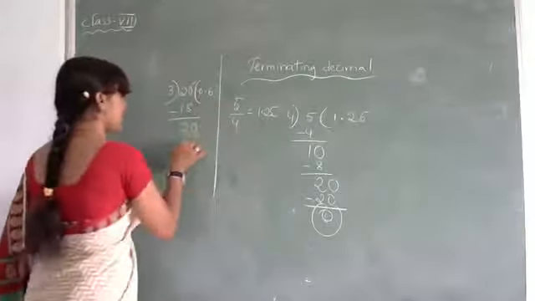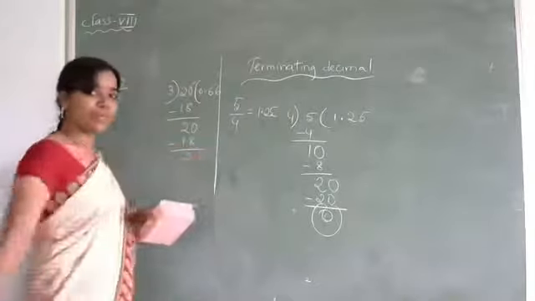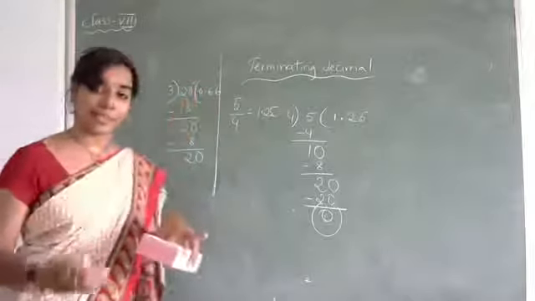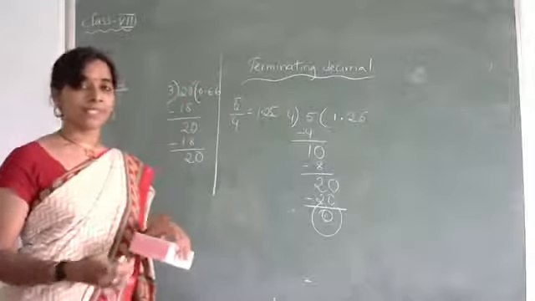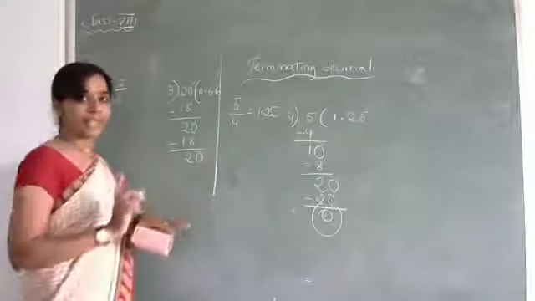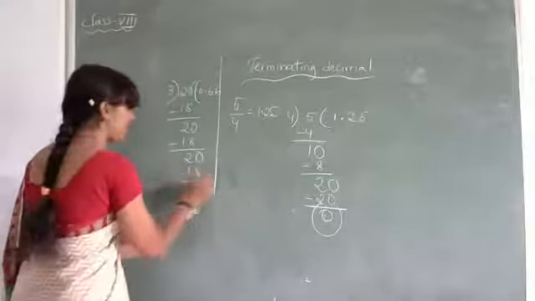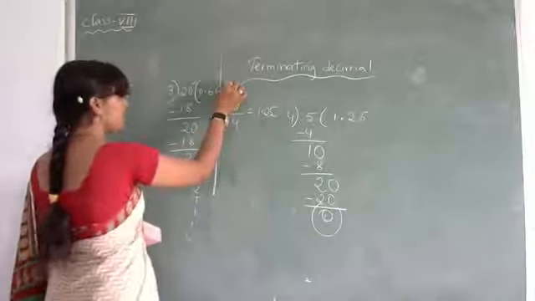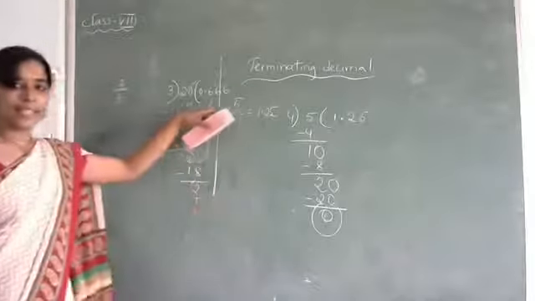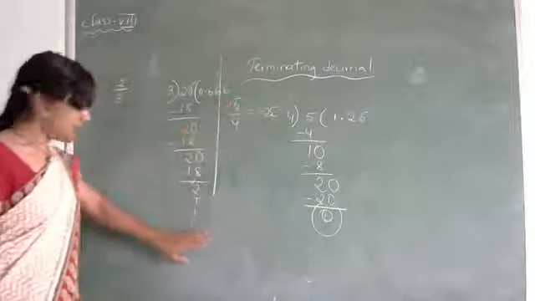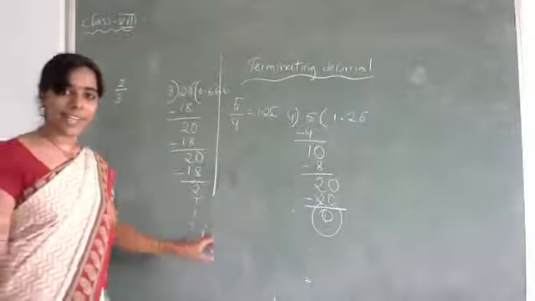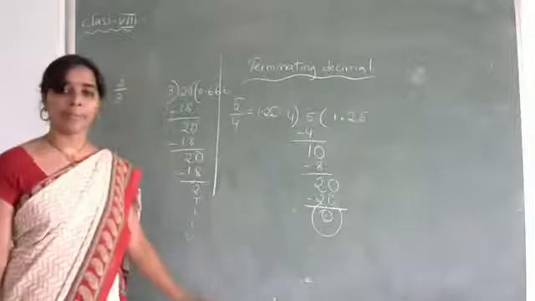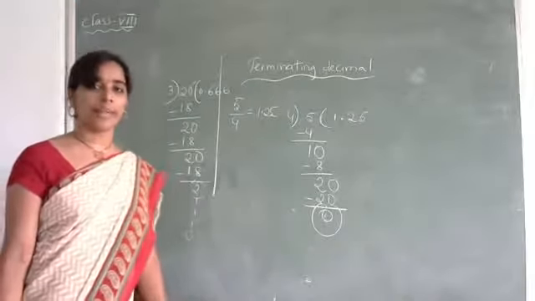Again this is 18. Again I got remainder 2. Again we can keep 0. If I keep a decimal point, I can keep zeros many times. So again 18. Again I got remainder 2. That means this process is continuous. The division process does not stop. That means I didn't get 0. However many times I divide, I will get the remainder 2 only. I won't get the remainder 0.